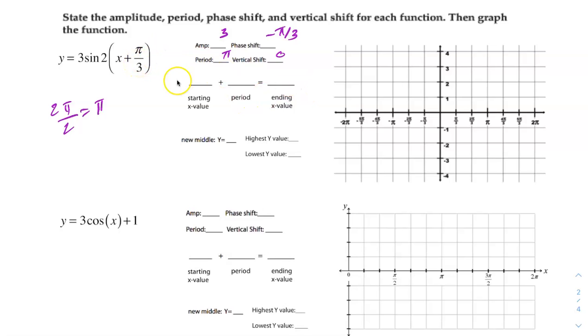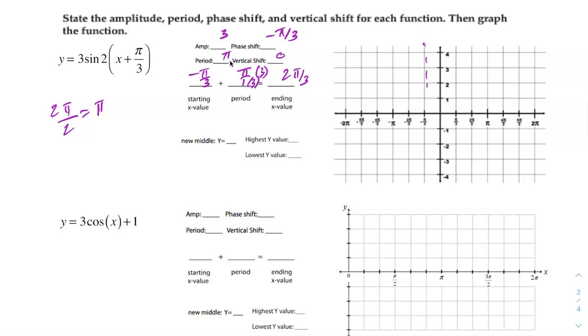So let's do first where we're going to start and we're going to end. We're starting at negative pi over 3. And all we're going to do is add the period to it. So the period is pi. Common denominator. 3 pi over 3 plus negative pi over 3 gets me 2 pi over 3. So I'm going to start at negative pi over 3 and end at 2 pi over 3. So that's my little box there.